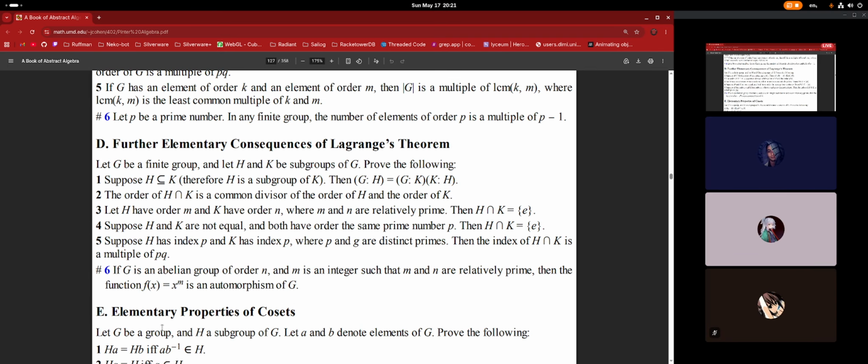Okay, cool. So D. This is talking about the indexes of things. Let G be a finite group and let H and K be subgroups of G. Prove the following. Suppose that H is contained in K, and therefore H is a subgroup of K. So there is a nesting. Then we say that the index should divide the order of G by the order of H.